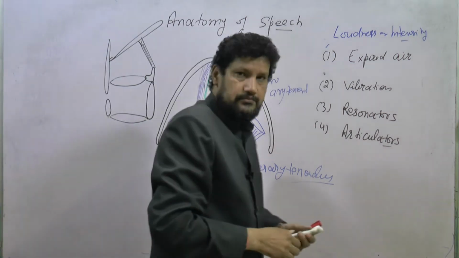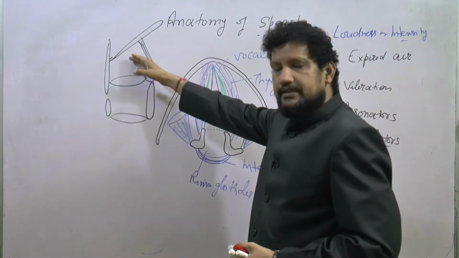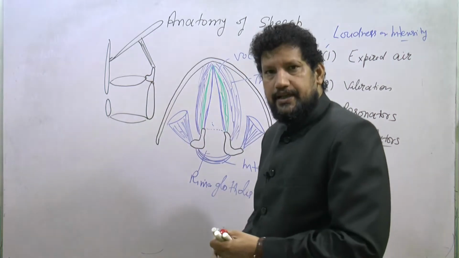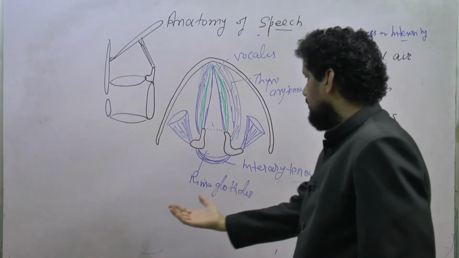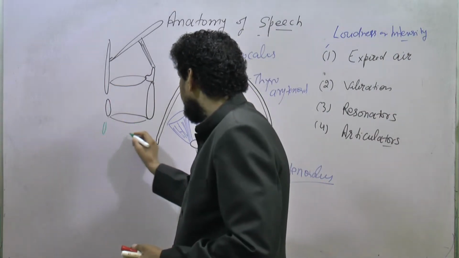So this is the infraglottic part. This is the supraglottic part, and this part is the glottic part, or the area of the vocal cords. The expelled air is coming from the trachea. This lower part is the trachea.